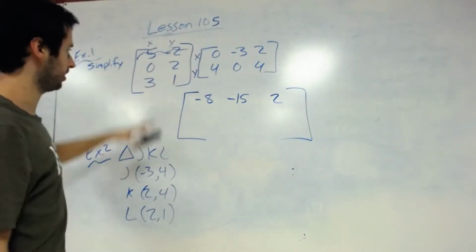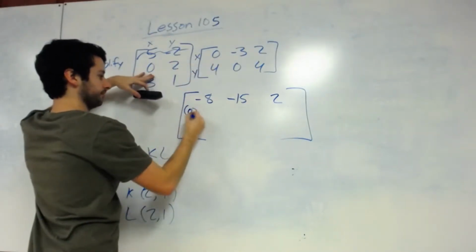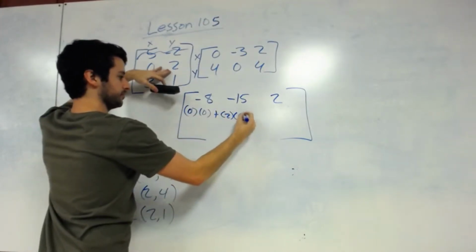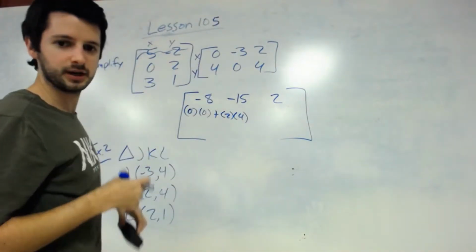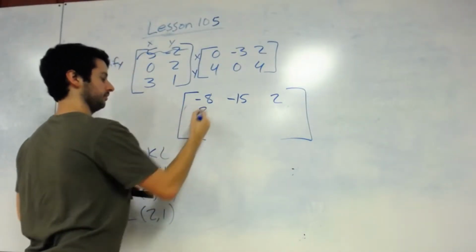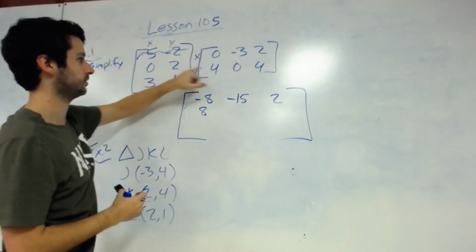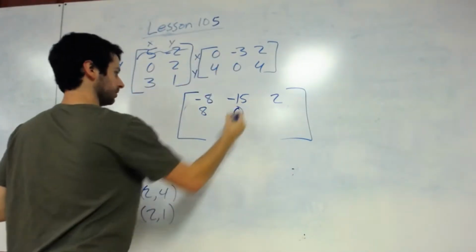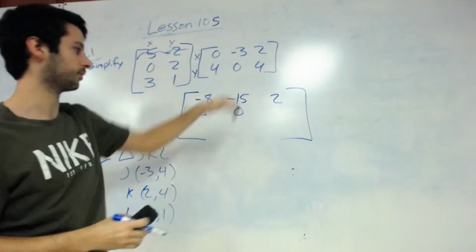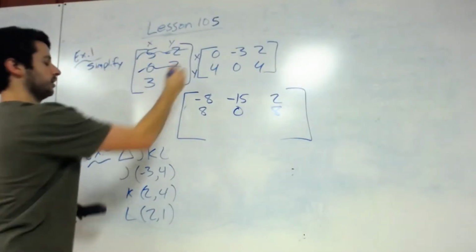Now we're moving on to row 2. So 0 times 0 plus 2 times 4. Hopefully by now you see the pattern, and I'm going to start multiplying these mentally. So 0 times 3, I know that's 0. 2 times 0, that's 0. So 0 plus 0, 0. 0 times 2, 0 plus 2 times 4, positive 8. So 0, 0, 8. Now we've done the second row.